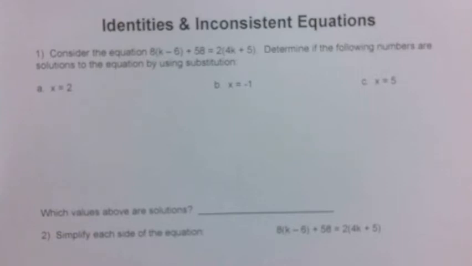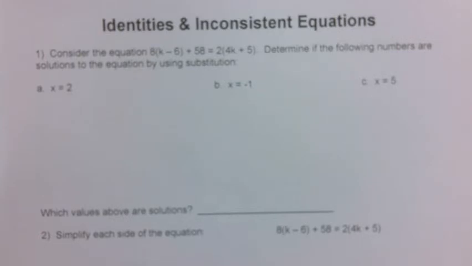In our lesson today, we're going to be investigating identities and inconsistent equations. We'll start off with the equation 8 times (k minus 6) plus 58, equal to 2 times (4k plus 5). It says to determine if the following numbers are solutions to the equation by using substitution.